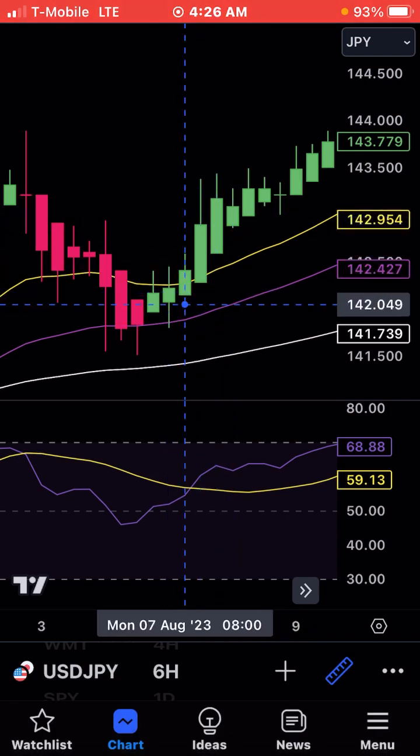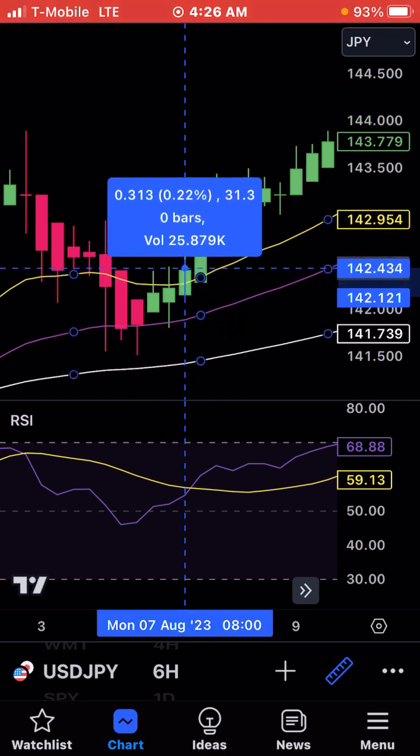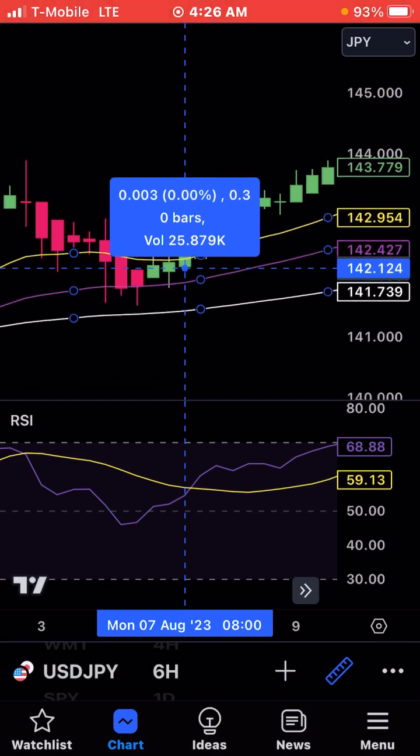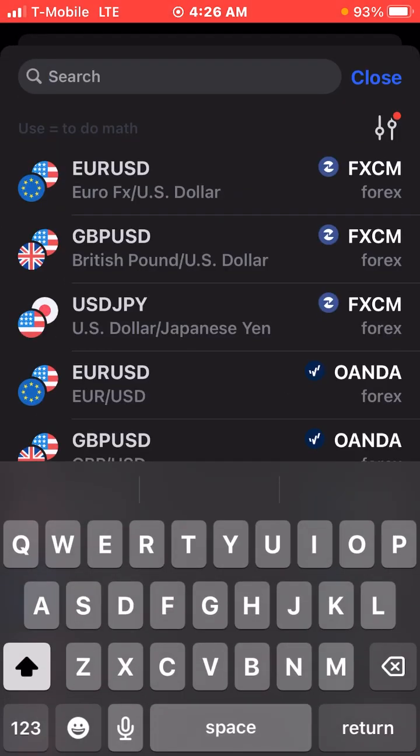It's going to be about here. This is a 313 pip move. Okay, so that's all I'm going to do when talking about Forex. I'll show you this with the stock market.